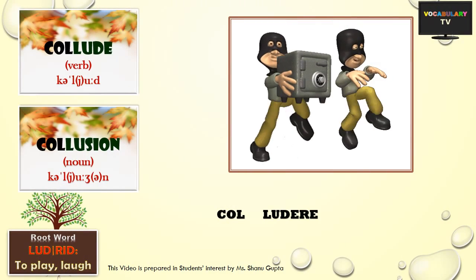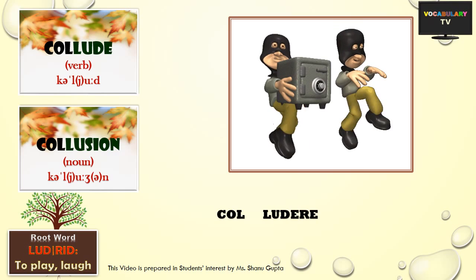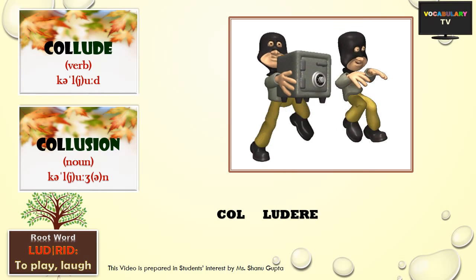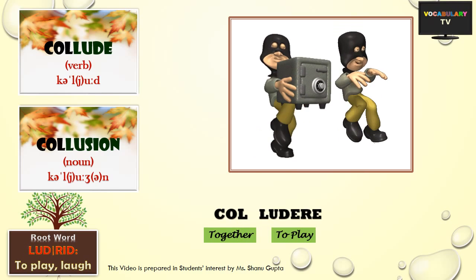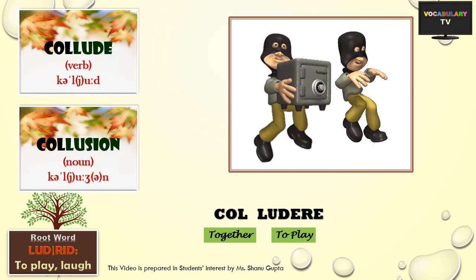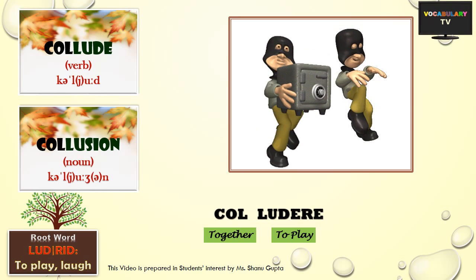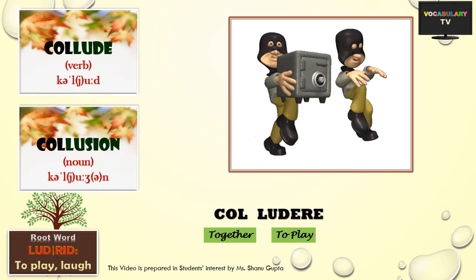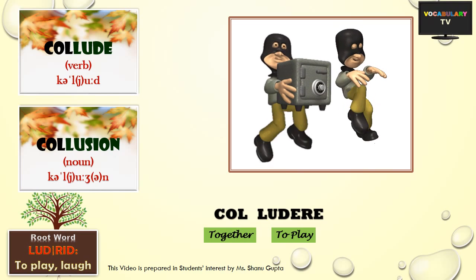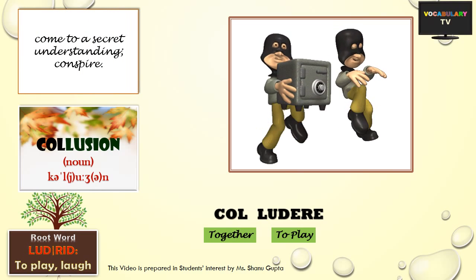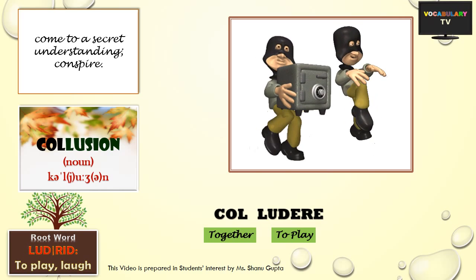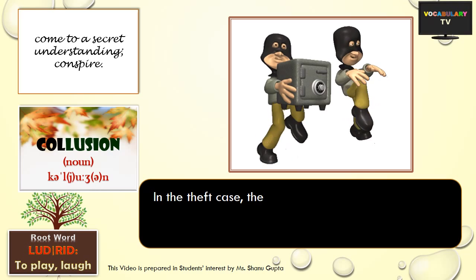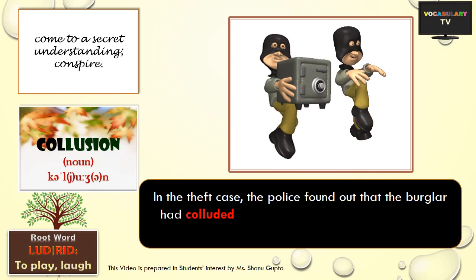Our second word derived from the word root lud is equally popular in English. The word collude is made up of the prefix col, meaning together, and lud, meaning play. So the word literally means to play together. And indeed, the word is used when two or more people are being partners in a crime. To collude is to work with others secretly, especially in order to do something illegal or dishonest. For instance, in the theft case, the police found out that the burglar had colluded with the security guard of the building.